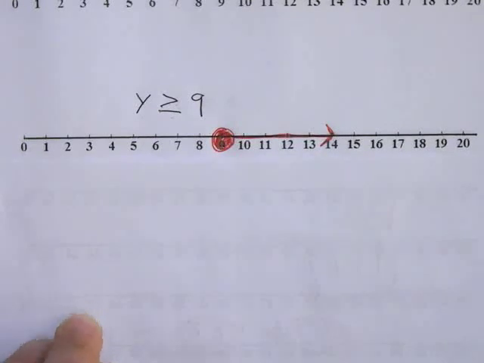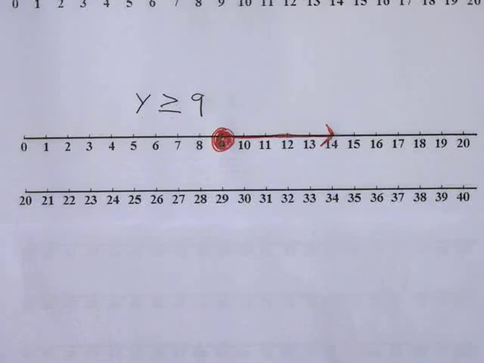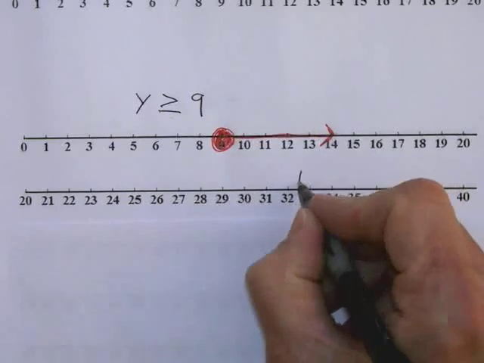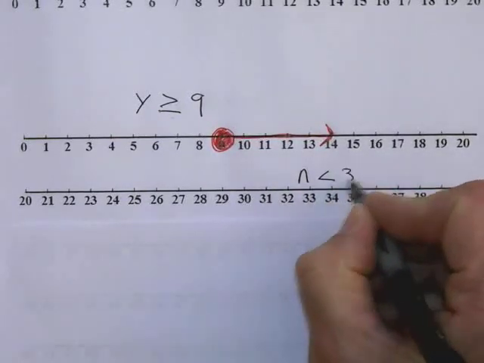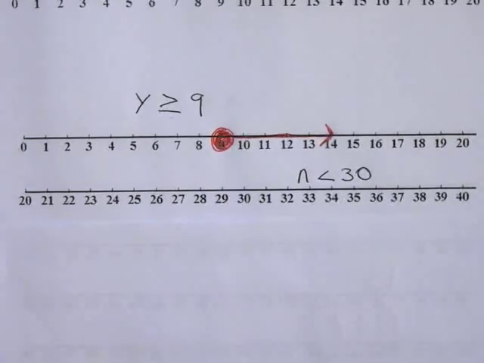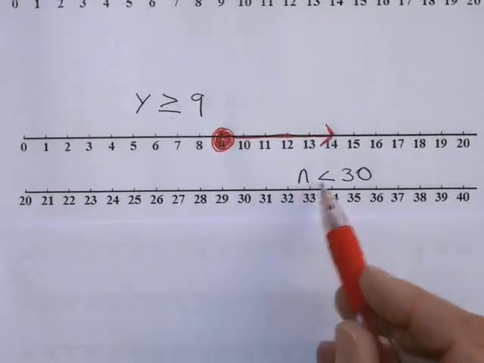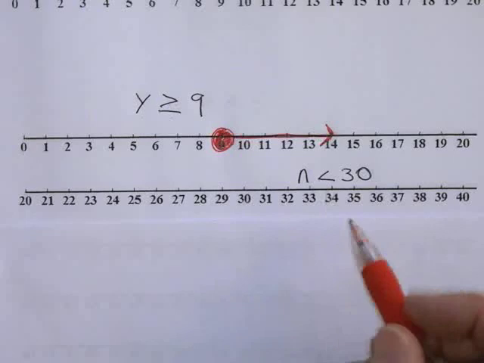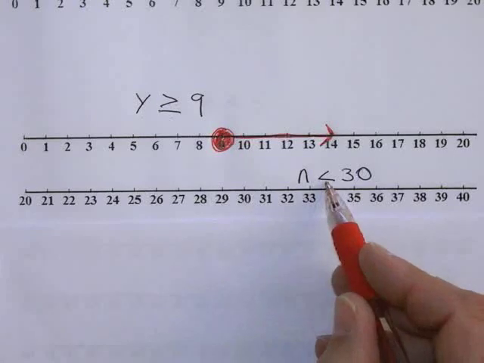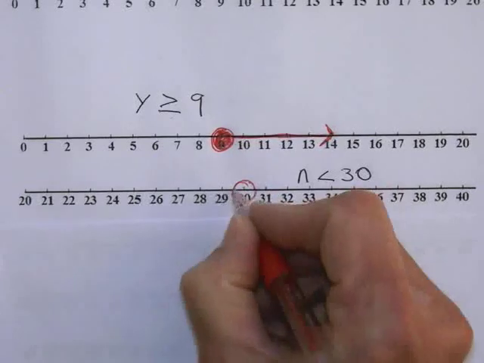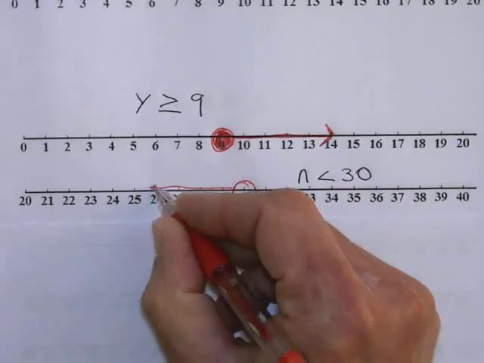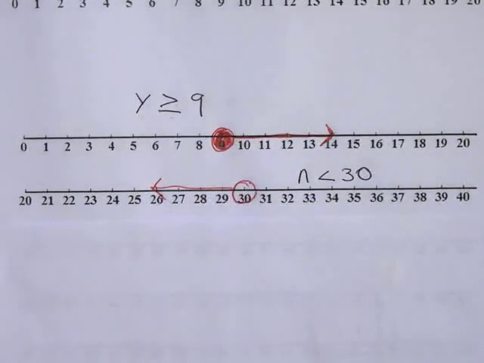Let's do another one. Let's go to this number line. And here, I'm going to use the example of n is less than 30. So the variable is on the left. The symbol is pointing to the left, and because it's less than, I'd leave it open. So I'd draw my circle around 30, and my arrow is going to the left. And that's how we graph inequalities.